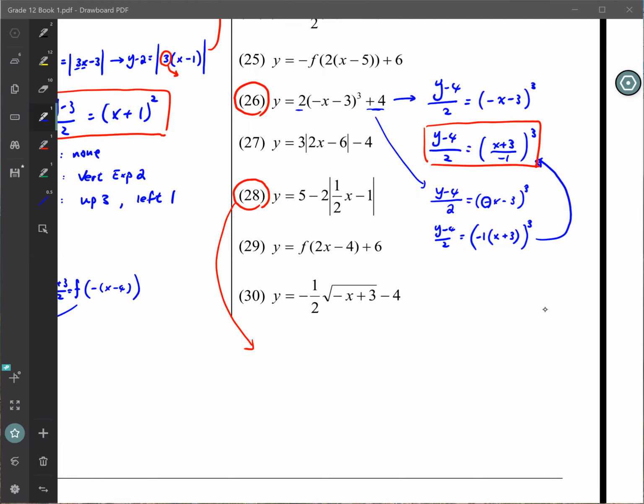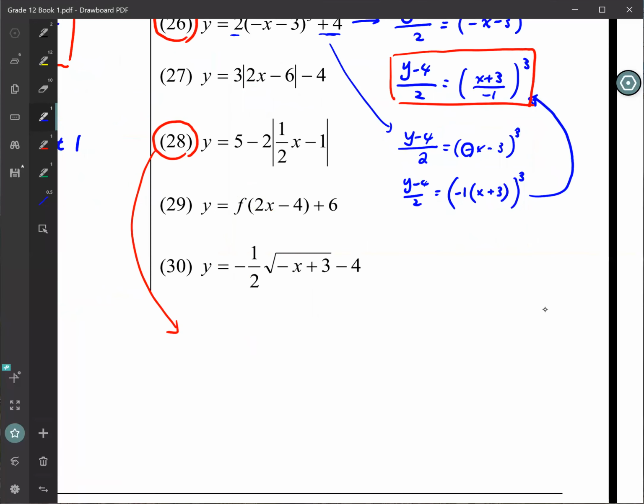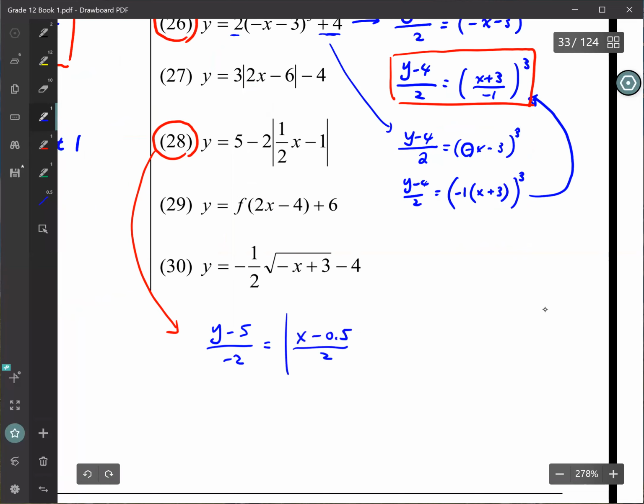Okay, Samantha, what do you have? Y minus 5 over negative 2 equals x minus 0.5 over 2. And then absolute value, right? Okay, don't forget absolute value. Okay, anyone else got something different? Does everybody get the same?